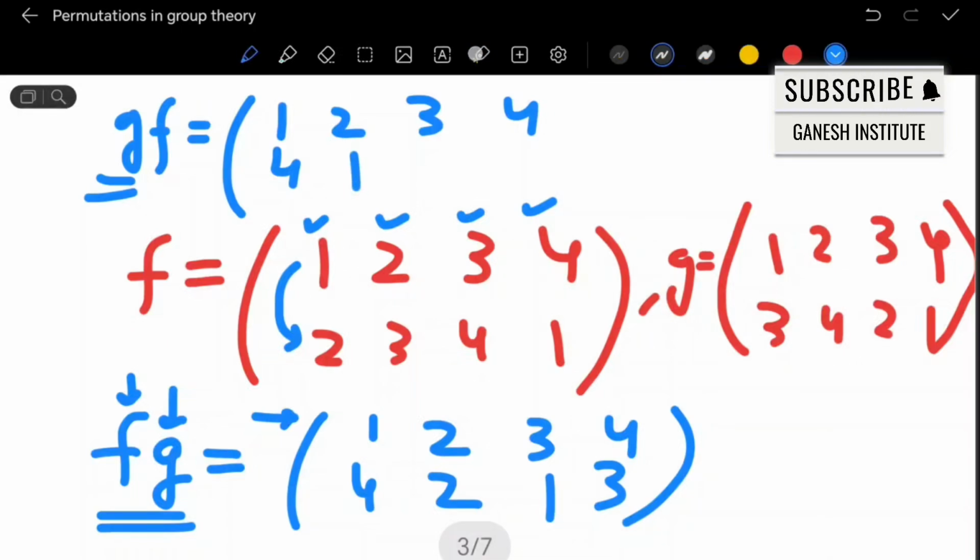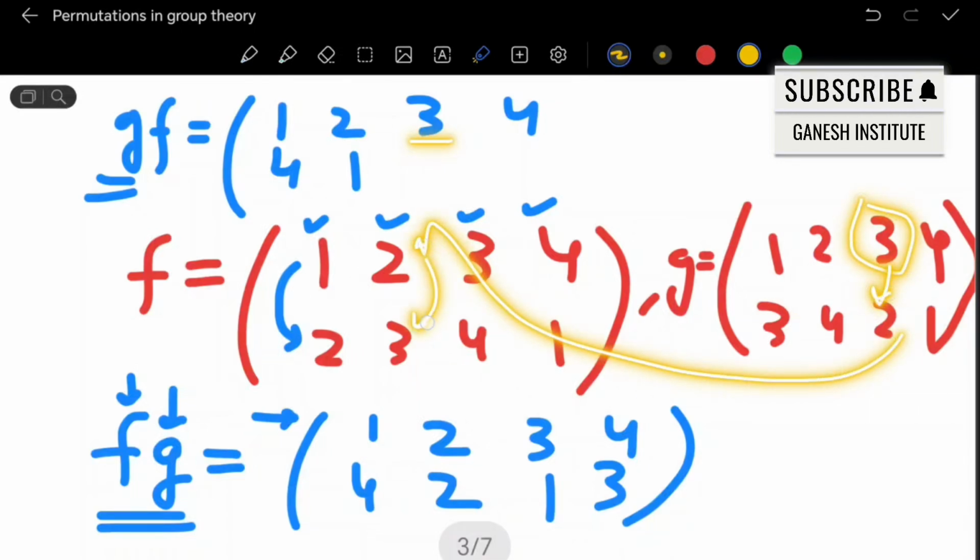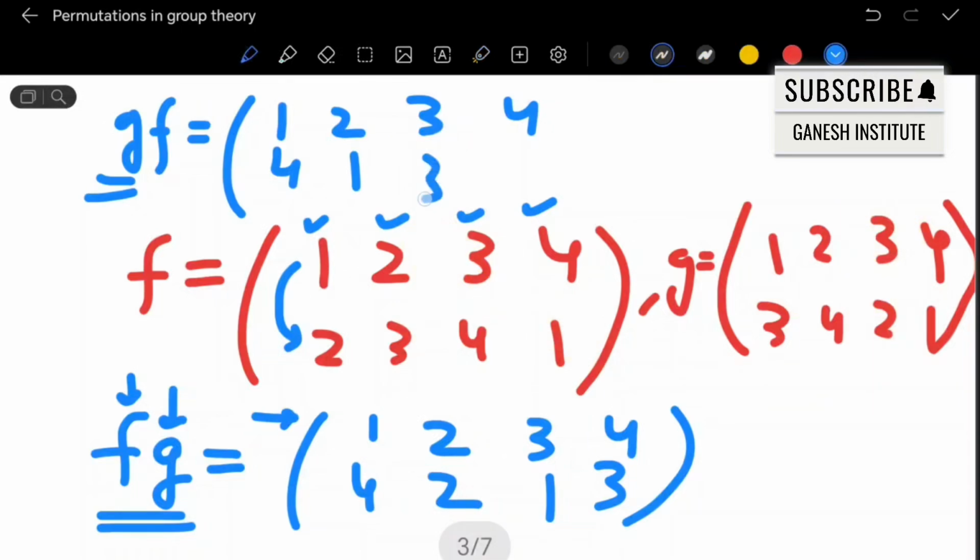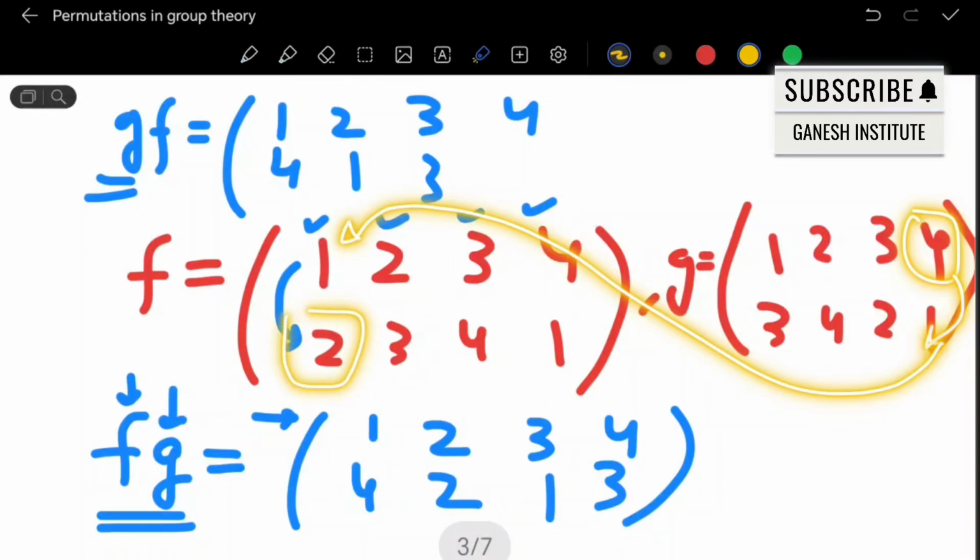Then what have you got? 3. So 3 is here. 3 is mapped with 2. 2 is mapped with 3. So 3 by 3. Then you have 4. Remember from where you got the first element. 4 by 1 and 1 by 2.